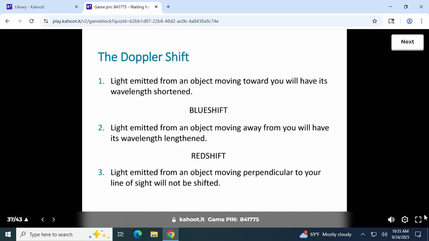So we have this example of the Doppler shift for sound. A very clear shift in the pitch, meaning clear shift in the wavelength, when you go from the train or the siren moving towards you versus moving away from you.